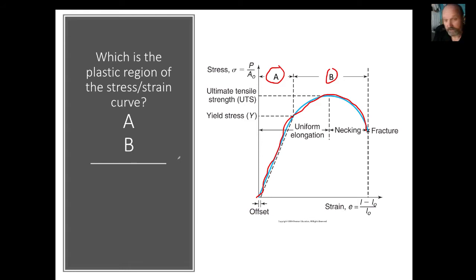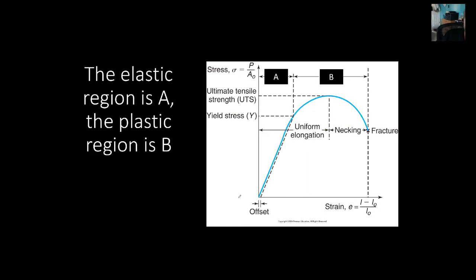All right, the plastic region is where you get plastic deformation. Plastic deformation means that I'm deforming my material. It's not going back to its original shape. That happens at this point right here and continues to deform. If we stop at this point, for example, the material sometimes, not always, will come back, but it'll be at a different length than when it started. So there's a permanent deformation involved. Okay. So the elastic region is in A and the plastic region is in B.